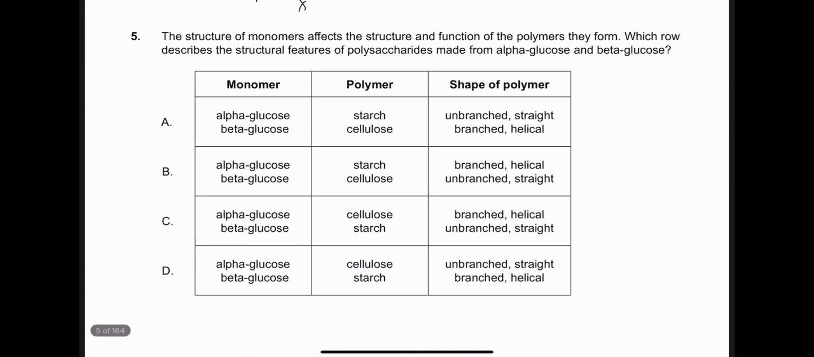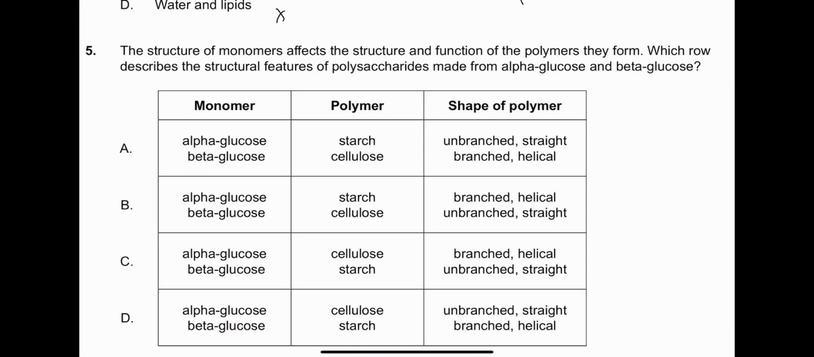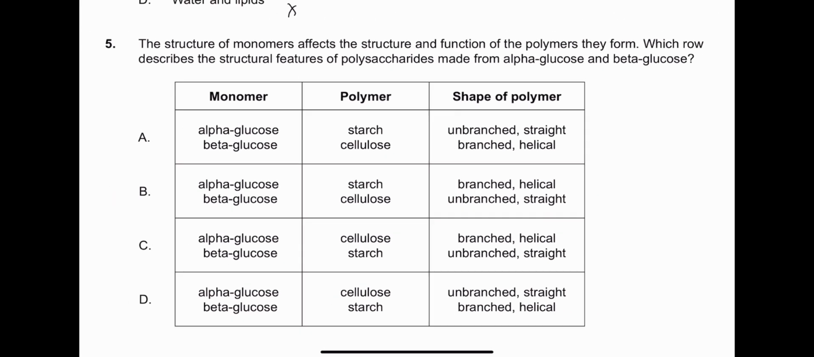The structure of monomers affects the structure and function of the polymers they form. Which row describes the structural features of polysaccharides made from alpha glucose and beta glucose? So it's saying that these are the monomers and these are the polymers they produce. This is the shape of the polymer. Okay, so A is saying that the monomers are alpha glucose and beta glucose, forming starch and cellulose, and the shape of the polymer is unbranched straight, branched helical.